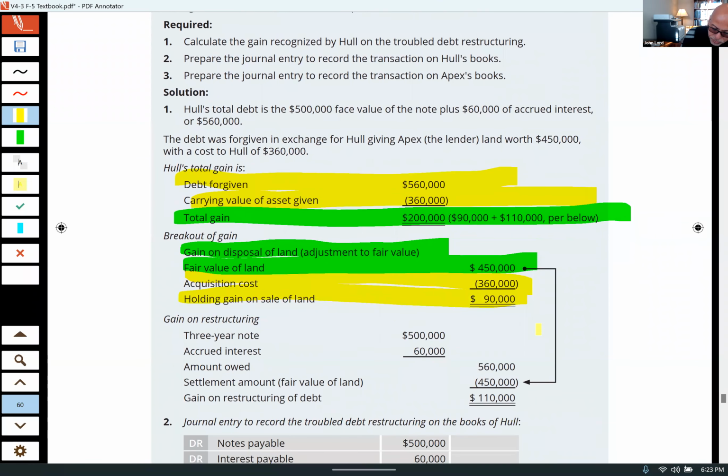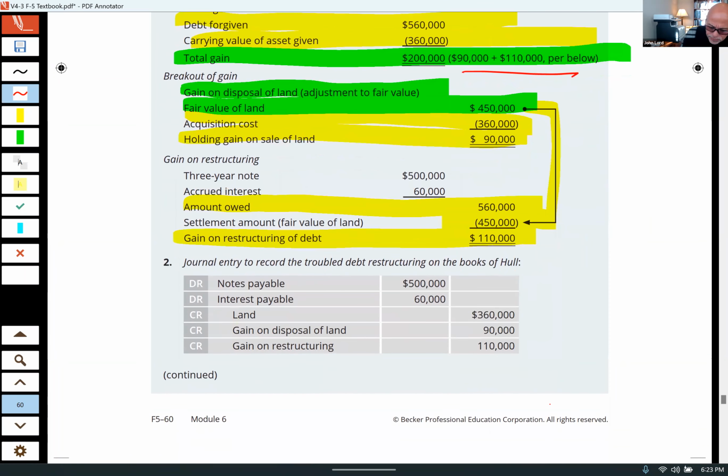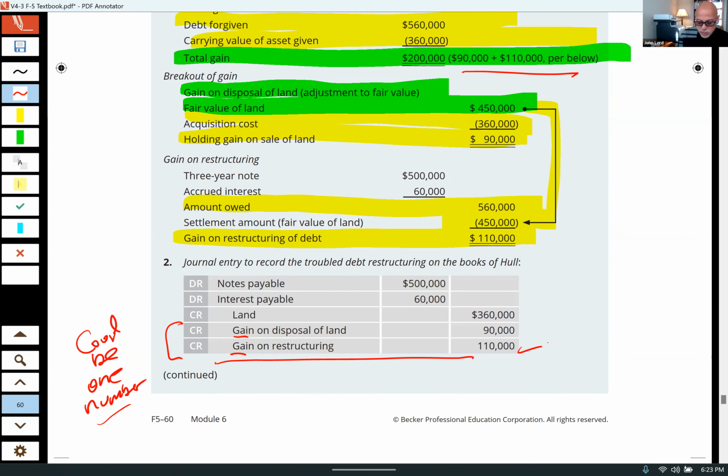The debt is being carried at what? The amount owed is $560,000. You gave up land that had a value of $450,000. So the gain on the restructuring is $110,000. So the total gain is the sum of both of those amounts. On the income statement, you probably report this gain as one number. So if a question asks what was the total gain, it would be $200,000. If they ask what was the gain on the restructuring, you'd say the $110,000. If they ask what's the gain on disposal, you'd say the $90,000.